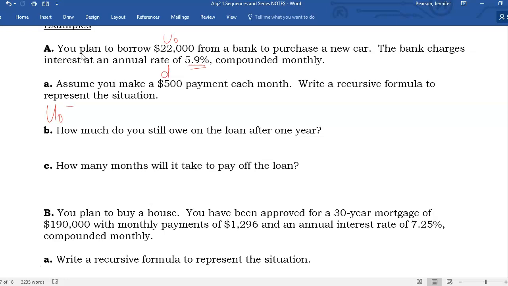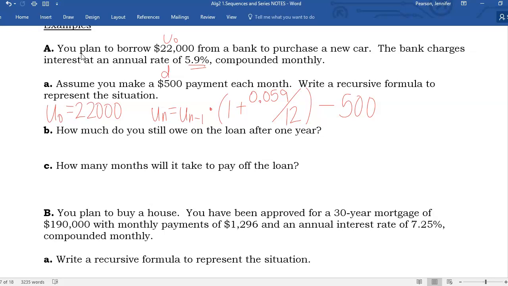So my starting value is $22,000. To get my next month's balance, I need to take my last month's balance and add some interest to it, specifically 5.9% interest. 5.9% as a decimal is 0.059, and we are compounding monthly, so n is going to be 12 because there are 12 months in a year. Finally, I'm making a payment on my loan, so I need to subtract $500, and that will tell me my next month's balance. Okay, that's plugging all those numbers into my formula.